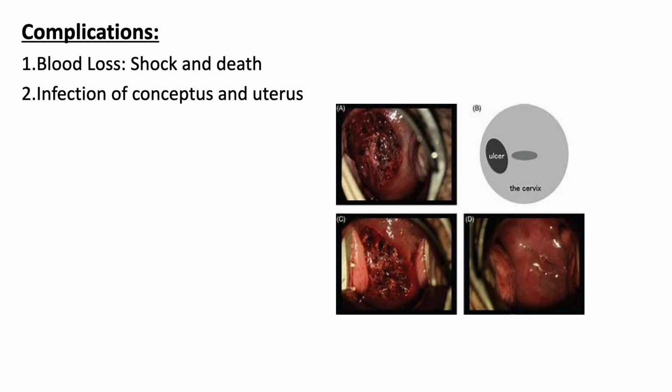Moving on to the complications. The first one is blood loss, which will lead to shock and even to death. The second one is the infection of conceptus and the uterus. So these are the two major complications associated with inevitable abortion.